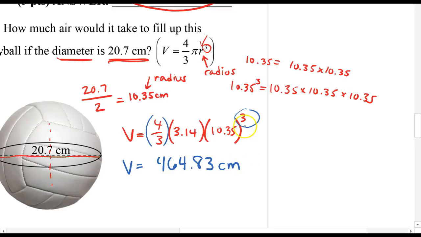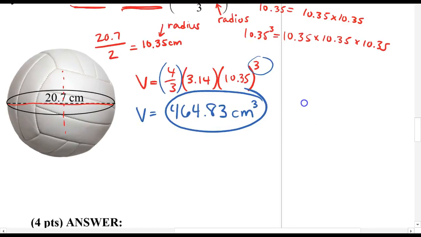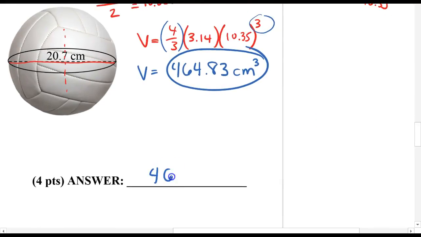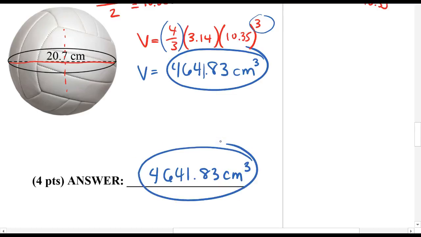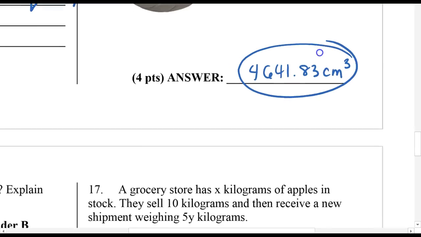Centimeters. And remember, this is volume, so it's cubed. Okay, so 4,600, oops, I forgot the 1, 641.83 centimeters cubed. Okay? Okay, that was page 2.